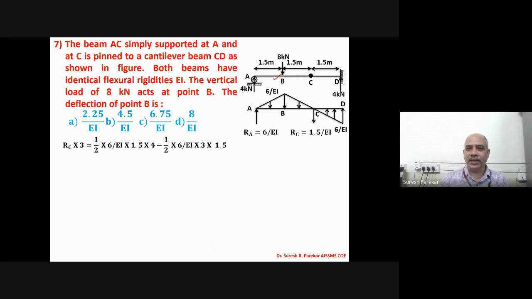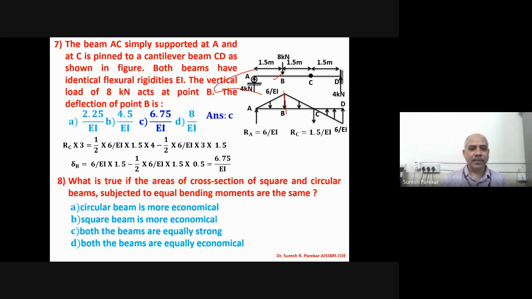So knowing these values and this M by EI diagram, if I take moment about B, the moment about B gives me the deflection at B. And from this, we are going to get the value 6.75 upon EI. So option is C. Then, what is true if the area of cross section of square and circular beam subjected to equal bending moments are the same? So we have that the square beam is more economical.